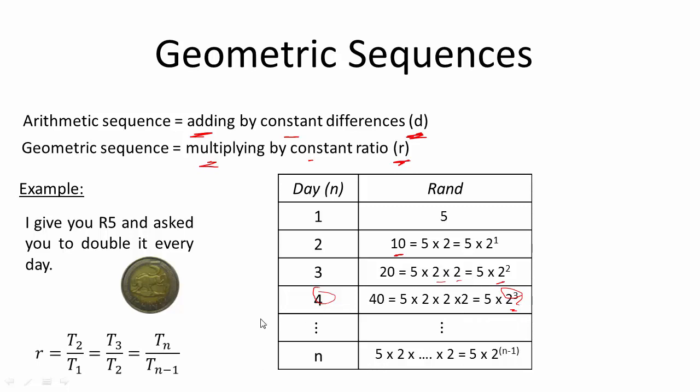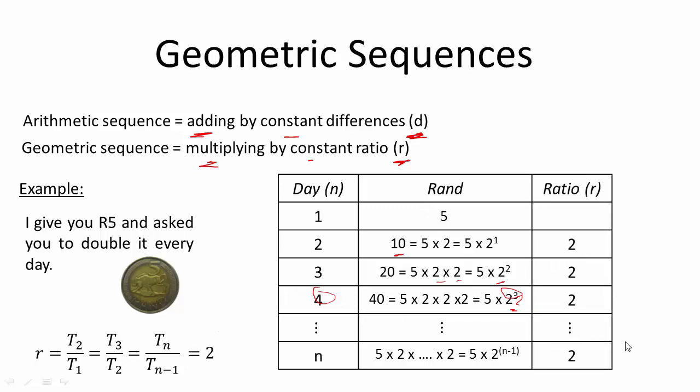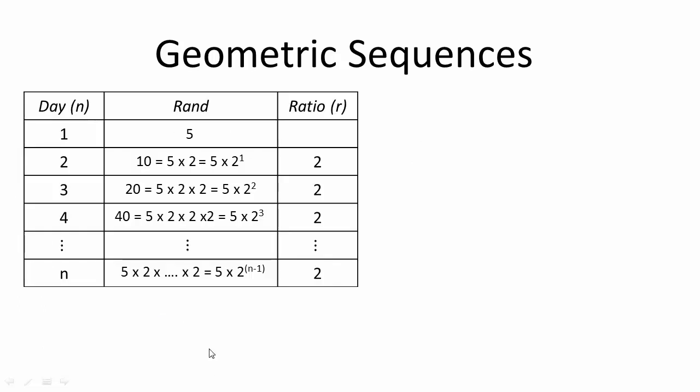Another thing to note is that the ratio was always the same. The ratio between T2 and T1, which is 10 and 5, was always 2. The ratio between T3 and T2 was always the same. And this ratio of 2 can be seen throughout. And this will go all the way to Tn and Tn minus 1. And that is the constant ratio we talk about.